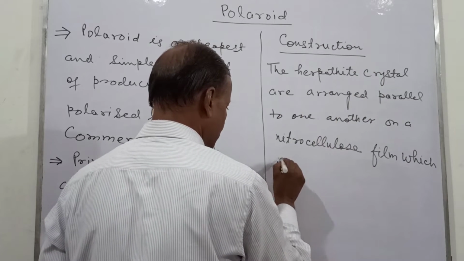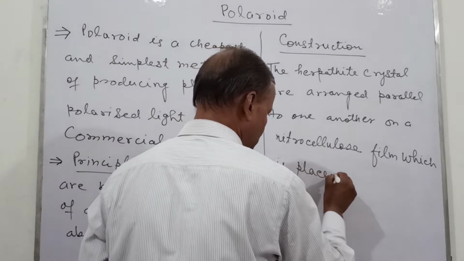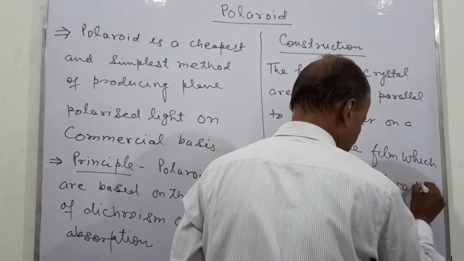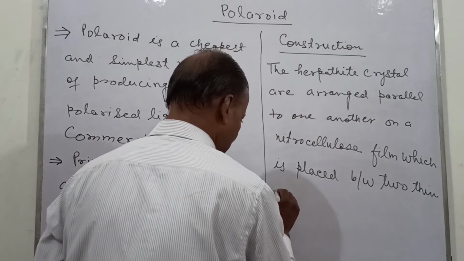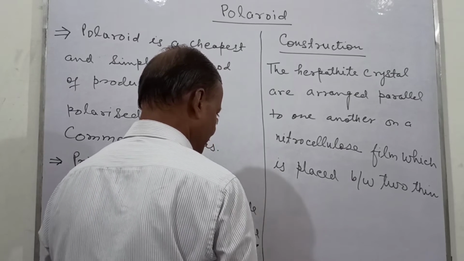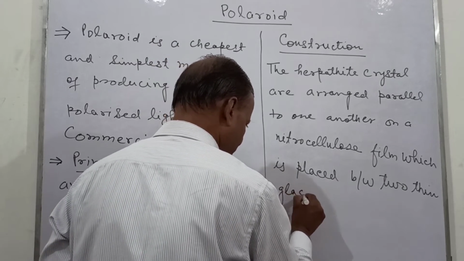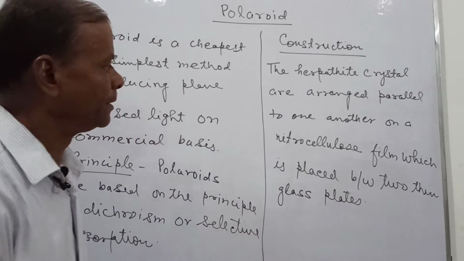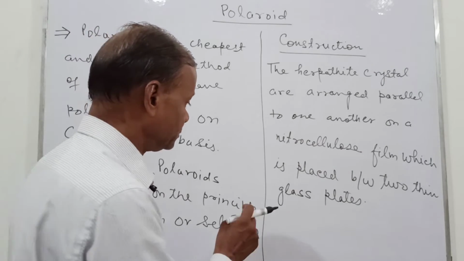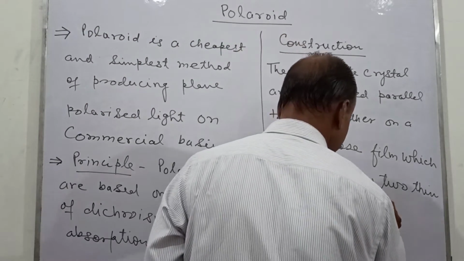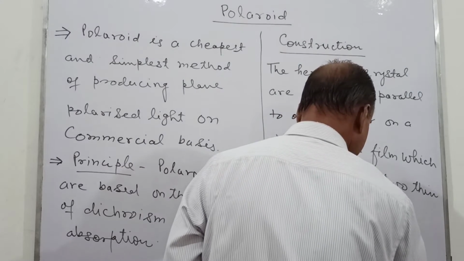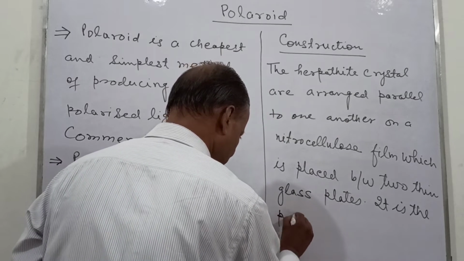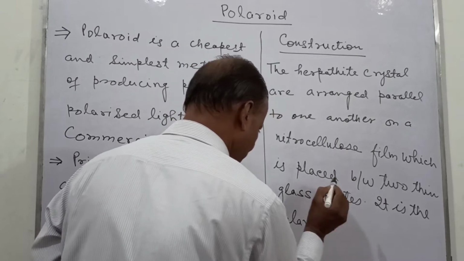which is placed between two thin glass plates. And now it is the Polaroid.